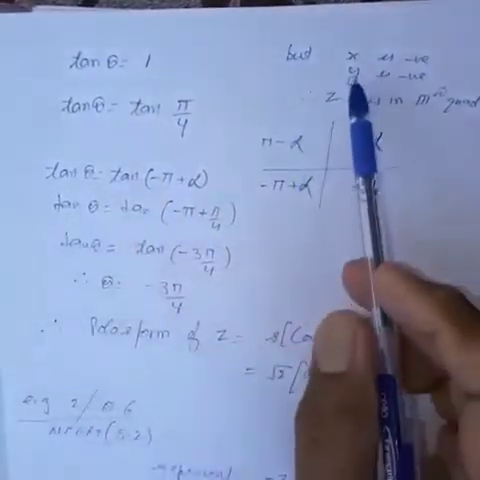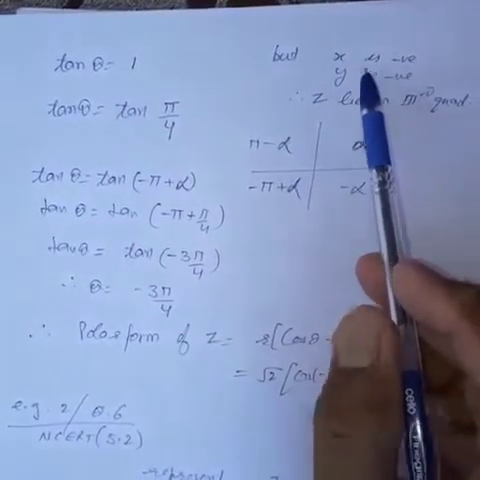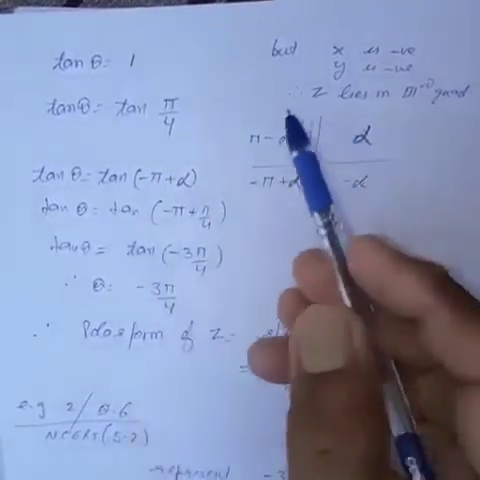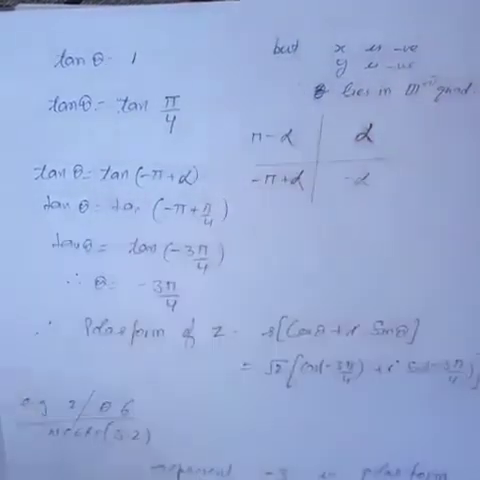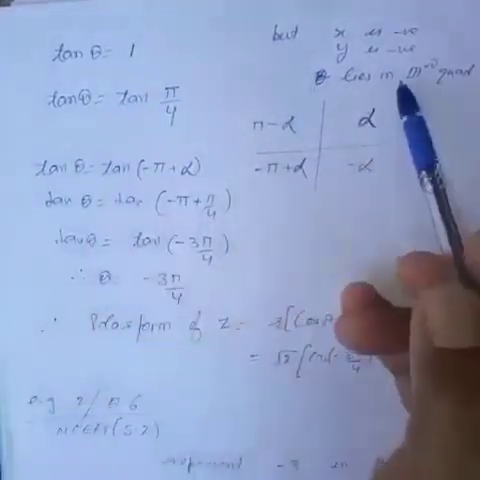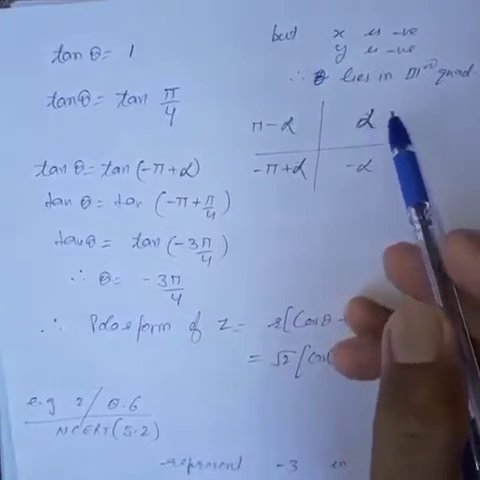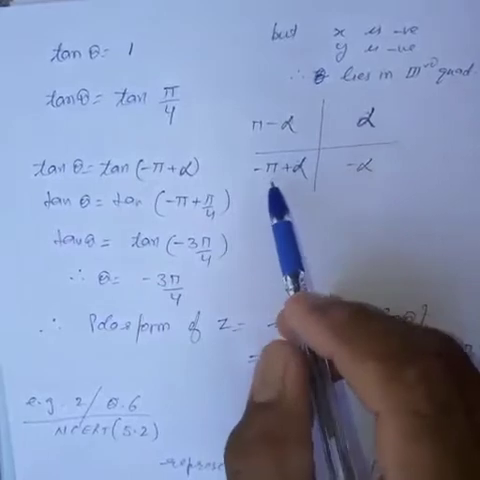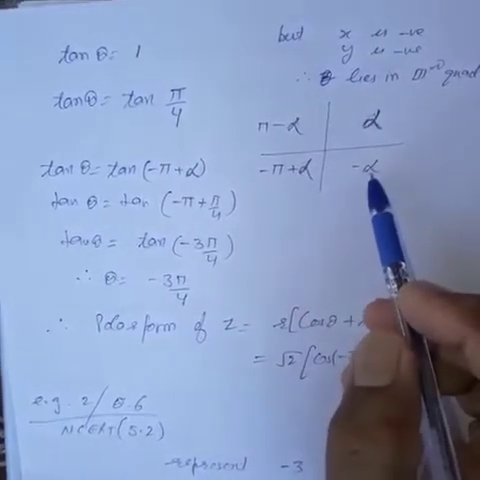Now you observe the values of x and y. We know x is negative and y is also negative, so it happens in the third quadrant. It means theta, the argument of z, lies in the third quadrant. Now you calculate the values. In the first quadrant, the value is alpha. In the second, pi minus alpha. In the third quadrant, minus pi plus alpha. In the fourth quadrant, the angle is minus alpha.